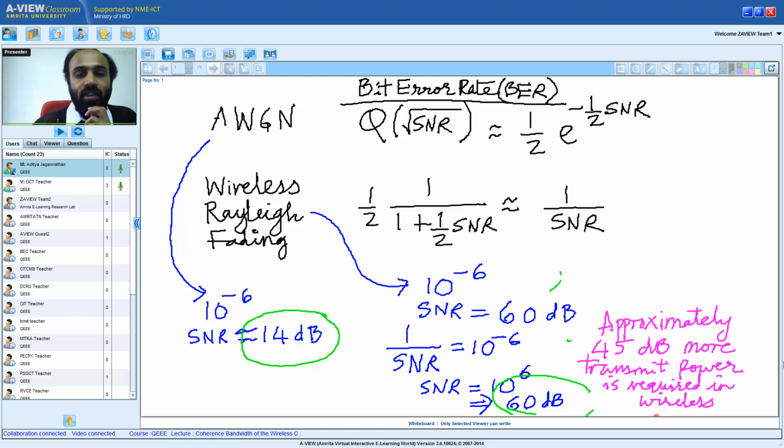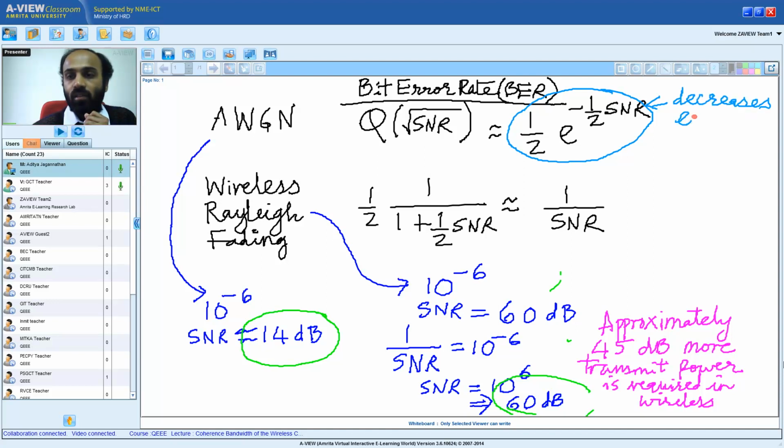And why is this happening? We said the main reason is that in an AWGN scenario, the bit error rate decreases exponentially. However, in a wireless Rayleigh fading channel, it is only decreasing as 1 over SNR, sort of inverse linear in SNR. So it is not decreasing exponentially.